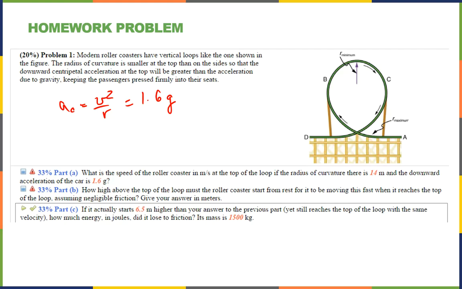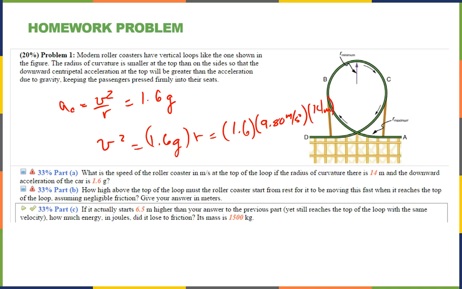Notice I have additional pieces on this slide, but it's the same problem. It asks, what's the speed? So solving for speed squared, 1.6 G times the radius. What's the value for G? 9.80 meters per second squared. And then the radius, which it told me was 14 meters. So that's the speed squared. You just multiply those through and take the square root.